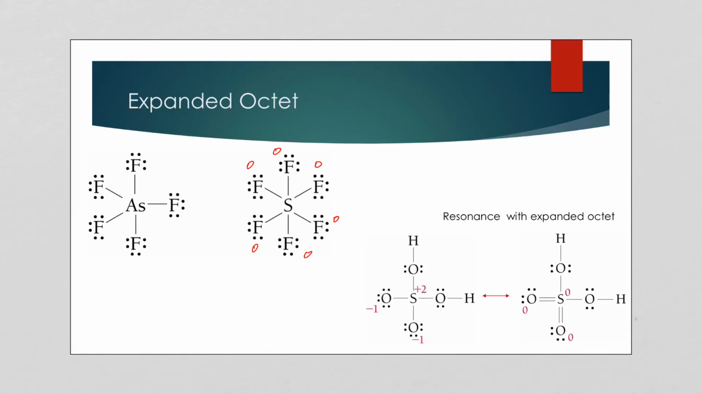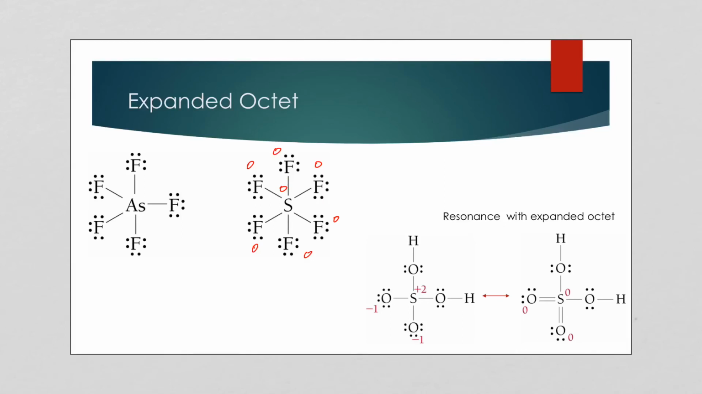Sulfur is also going to have a formal charge of 0, right? Because it has 6. It has no lone pairs. It's making 6 bonds, so it's sharing 12. So half of 12 is 6. So 6 minus 6 is going to give us a 0 formal charge. So these are perfectly stable structures, all 0 formal charges.